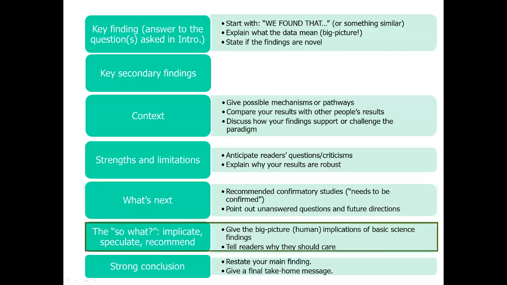And then make sure that you also include in your discussion, again probably somewhere towards the end, the so what. Implicate, speculate, recommend. This is where you're saying, hey, why should anybody care about my findings? If you're doing something in the basic sciences, tie it to humans. What are the potential implications for people? Give the big picture implications. Why are my results important? Why is this study important? Tell your readers why they should care.